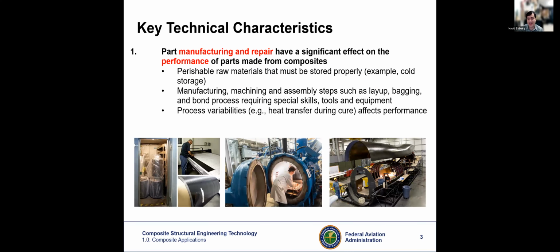So FAA has identified 10 technical characteristics of composites. And this is a list that has been published by them. So we're going to go through them. And the aim here is to draw your attention to the differences or the specific characteristics of this material, which is very different than other types of materials.